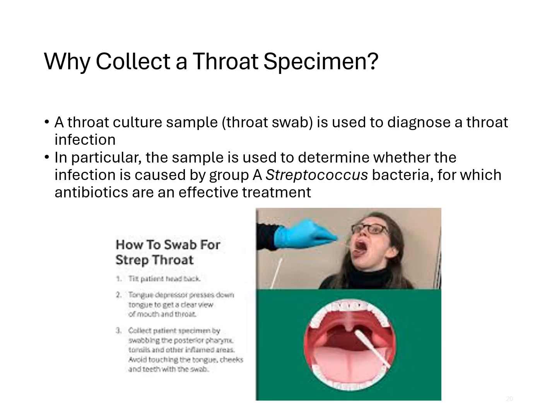Another sample type we may get in the lab is a throat specimen, and depending on where you work, you may actually collect these as well. A throat culture sample or throat swab is used to diagnose throat infections such as strep. The sample is used to determine whether the infection is caused by group A streptococcus bacteria, and if that's the case, they can give antibiotics to help the patient get rid of it. Diagnosis is performed with either a standard bacterial culture or a rapid strep test. Once again, depending on where you're working, you may actually run the rapid strep test to confirm diagnosis of strep.